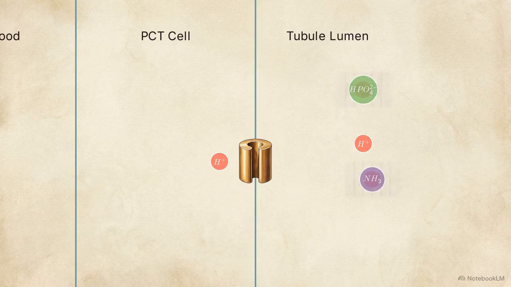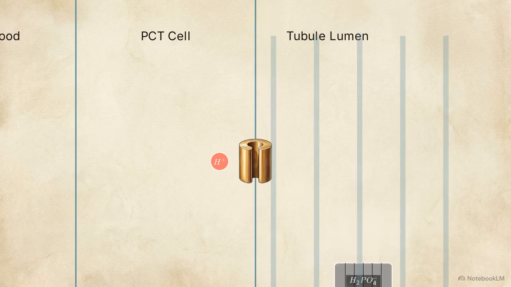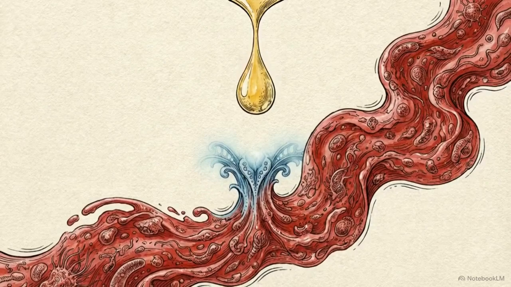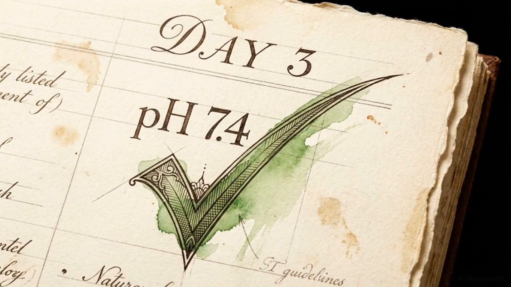The kidney traps excess hydrogen in the urine using phosphate and ammonia buffers. These hydrogen ions are bound and permanently flushed from the body. For every hydrogen ion excreted this way, a new bicarbonate molecule is generated and added to the blood. By manufacturing this new buffer base, the kidneys permanently cure the acidosis, a definitive correction that takes days to complete.